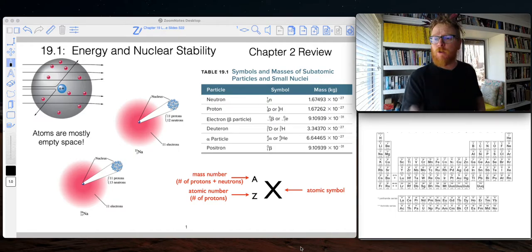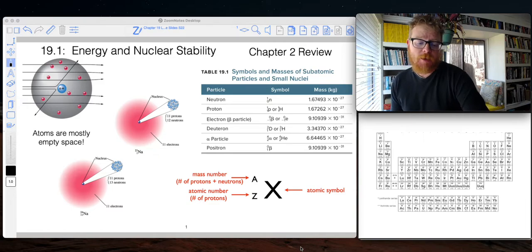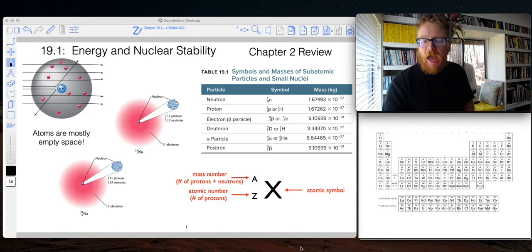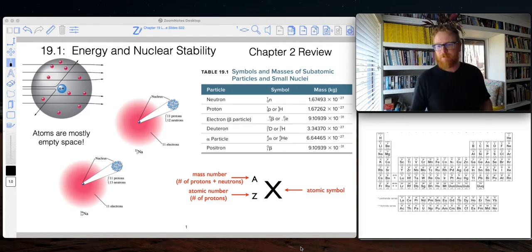All right, so I'm going to review some basic information from Chapter 2, getting into this Chapter 19, and then we'll start getting into the new stuff here, okay?